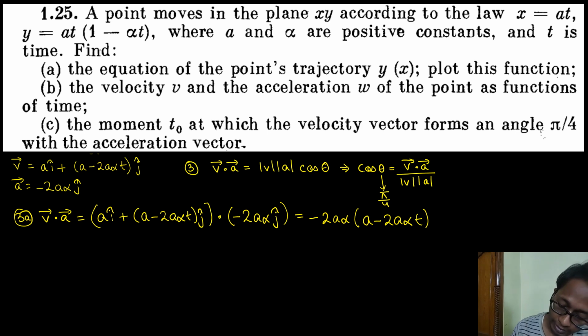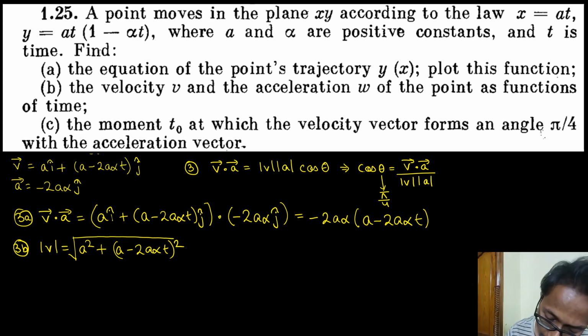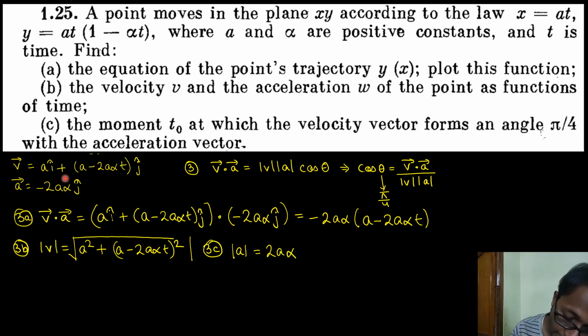Okay. What is the magnitude of v? 3 b. Magnitude of v is nothing but the square root of a square plus (a minus 2a alpha t) whole square. This is the magnitude of v. And what is the magnitude of a? The magnitude of a is nothing but 2a alpha. Why? The acceleration exists only in the y component. See out here. Okay, so the magnitude of acceleration is nothing but this one.